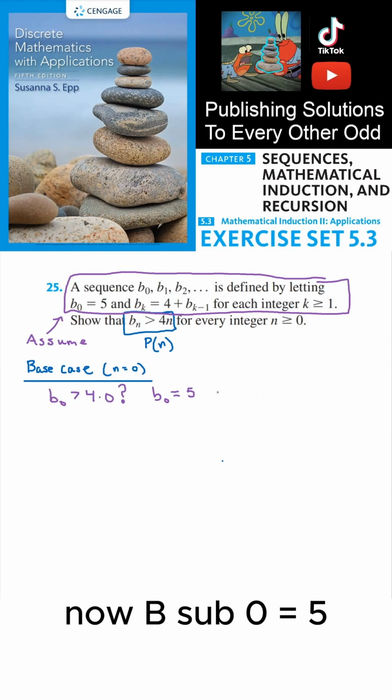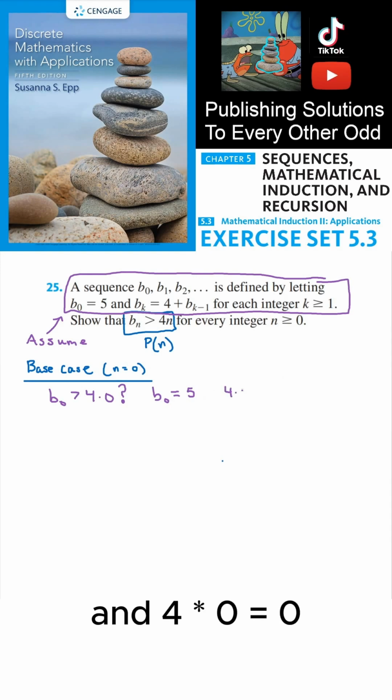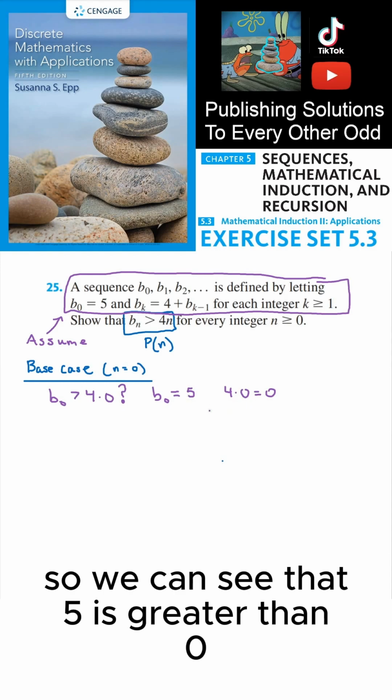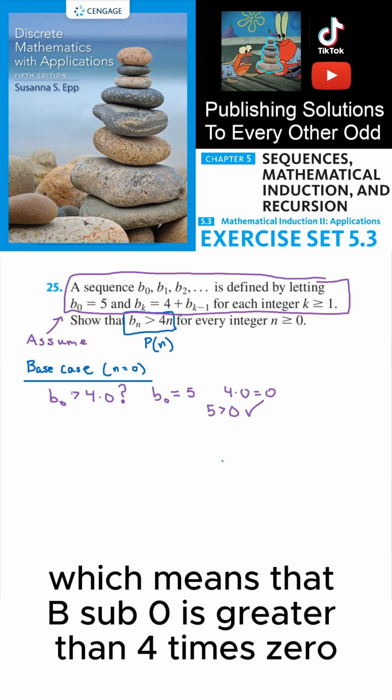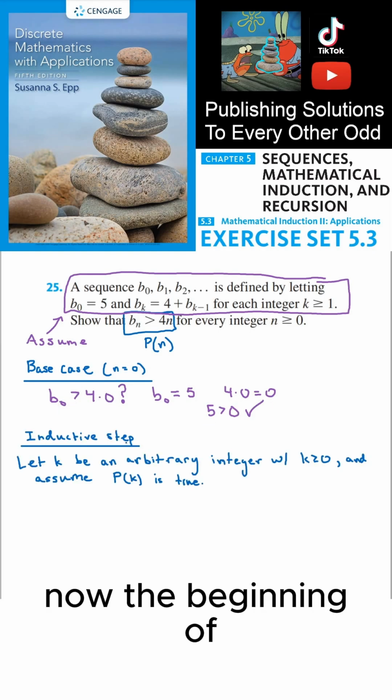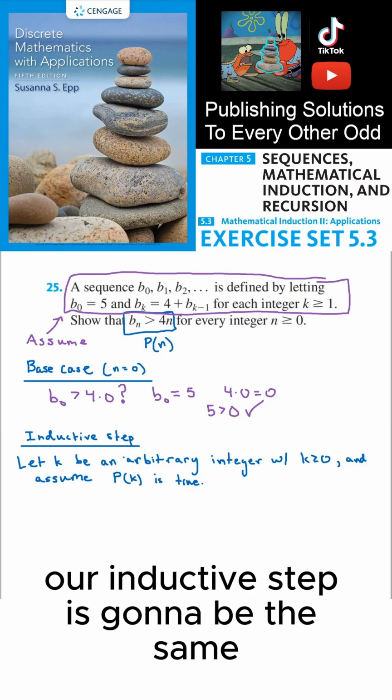Now, b sub 0 equals 5, and 4 times 0 equals 0. So we can see that 5 is greater than 0, which means that b sub 0 is greater than 4 times 0. Now, the beginning of our inductive step is going to be the same.